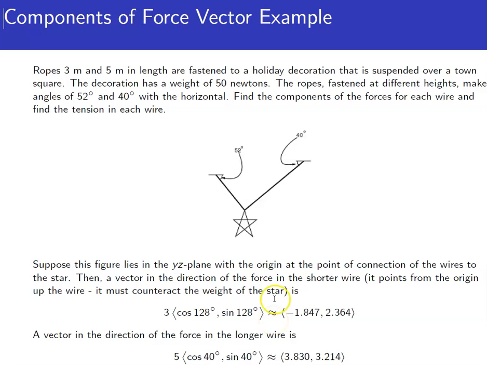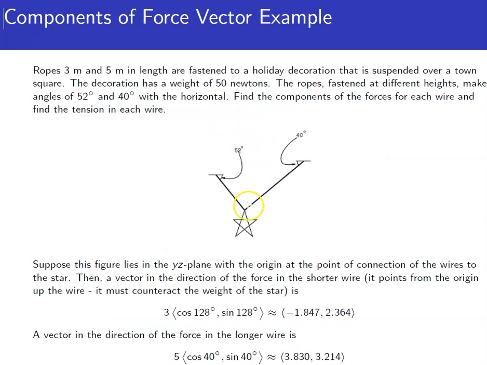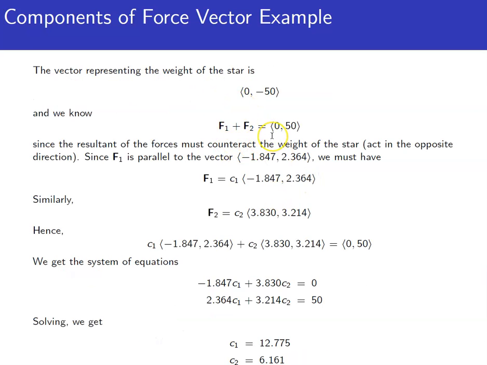We really need to convert this over to make sure we hold up the same weight. The weight of the star is 50 newtons, but it's going to be pointing downward. So the vector representing the weight of the star will be (0, -50). The other two forces, F1 and F2, that are going in the directions of the wires, have to counteract that force. So we need those two things to add up together to be (0, 50).